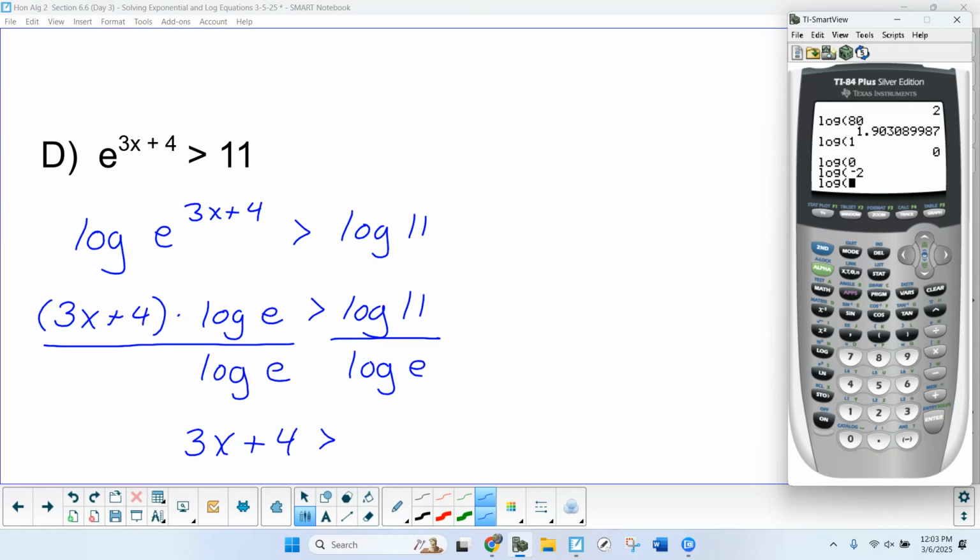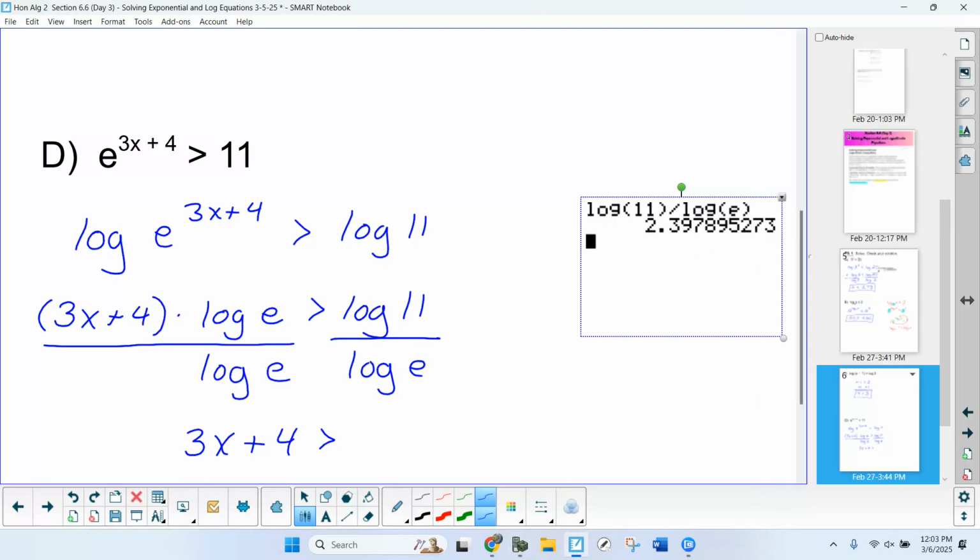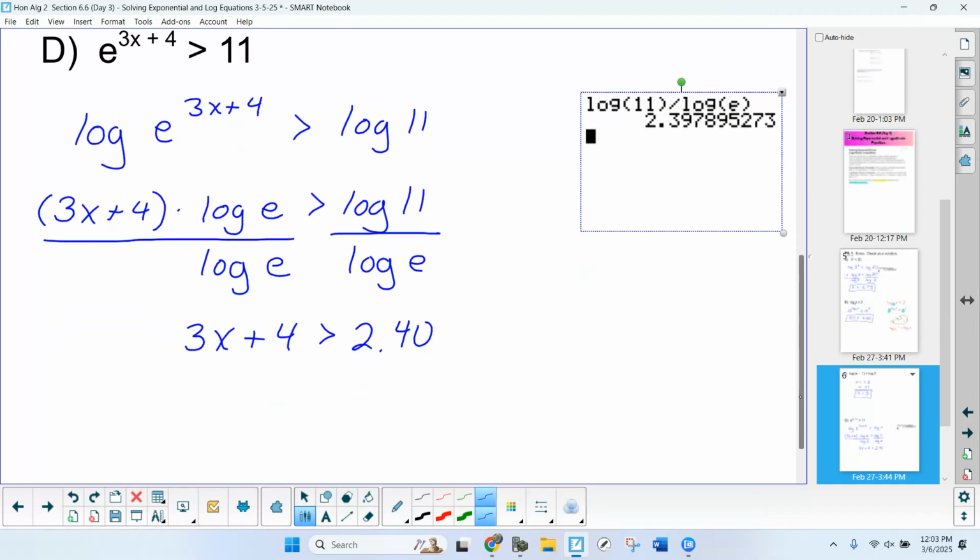We've got the log of 11. Let me clear all this. This is ugly. Log of 11, close your parentheses, divided by log e. Now, I'm going to use the e above the division sign because it's not being raised to any power. If you did, you could raise it to the first. And what do you guys get there? 2.40. Okay, now leave that big number up there because we're going to use the answer button.